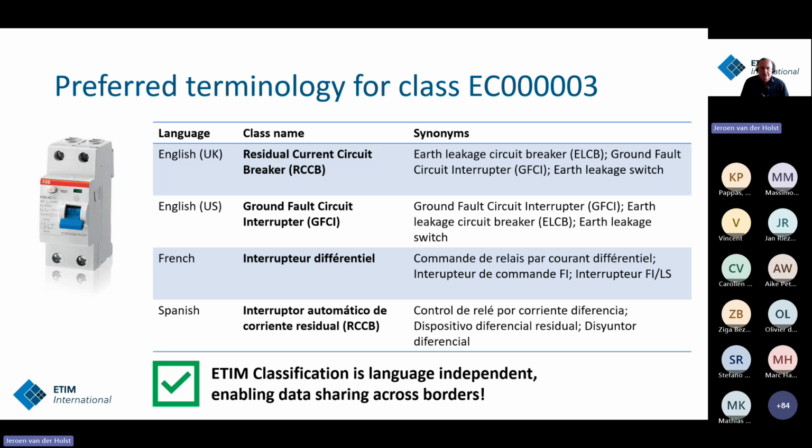In the class definition, you can choose the right name in each language, the preferred name, while the alternative names can be stored as synonyms. The computer only needs ID codes to understand. This translation work is done by native speakers from the industry. And all these synonyms add up to increasing findability of the class and the products. So this makes ETIM classification language independent and suitable to share data across borders.